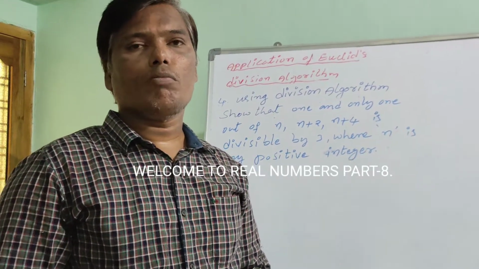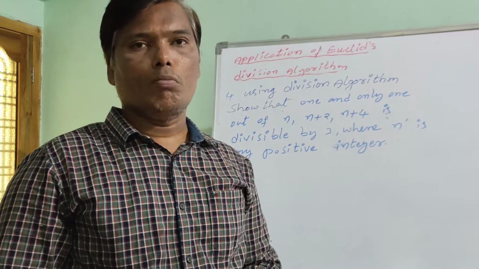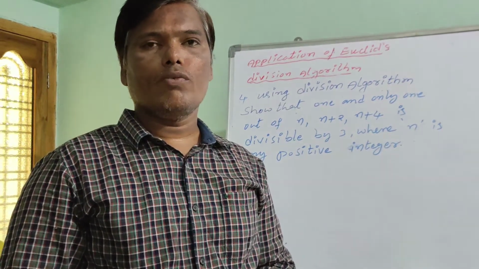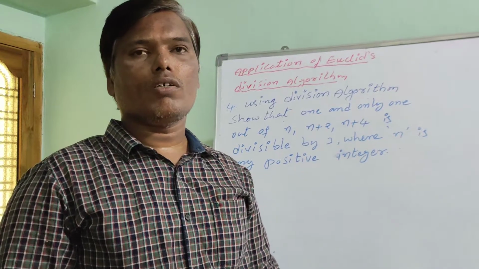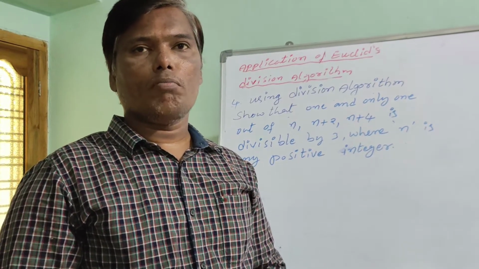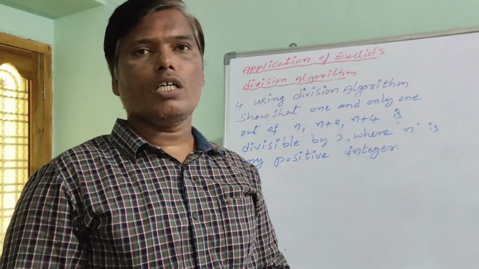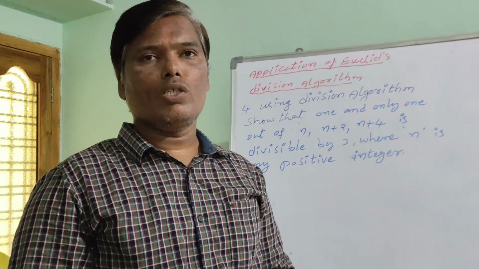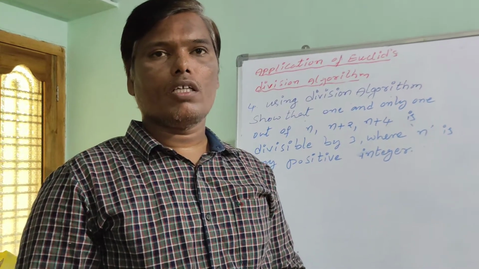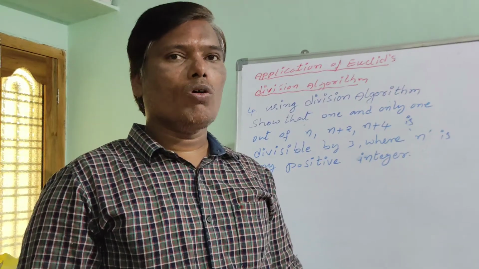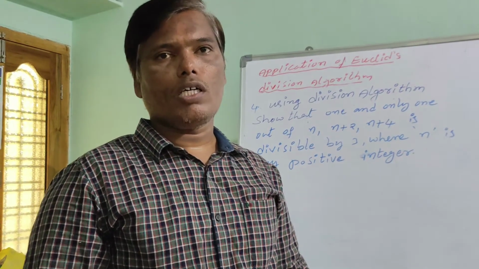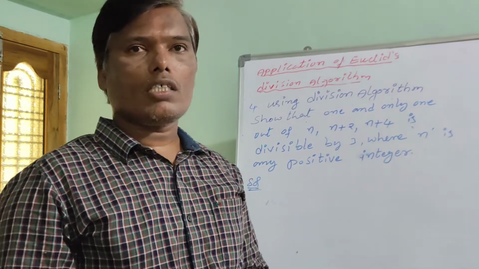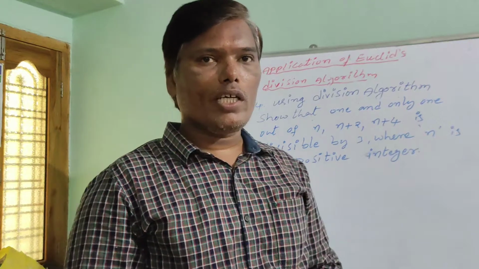So, we are discussing the properties related to numbers using Euclid's division algorithm. In the previous classes, we learned the properties of even numbers, odd numbers, and the square and cube of a positive integer, in what forms they will be. Now I came up with another problem in part 8 today. This is the last problem in exercise 1.1.